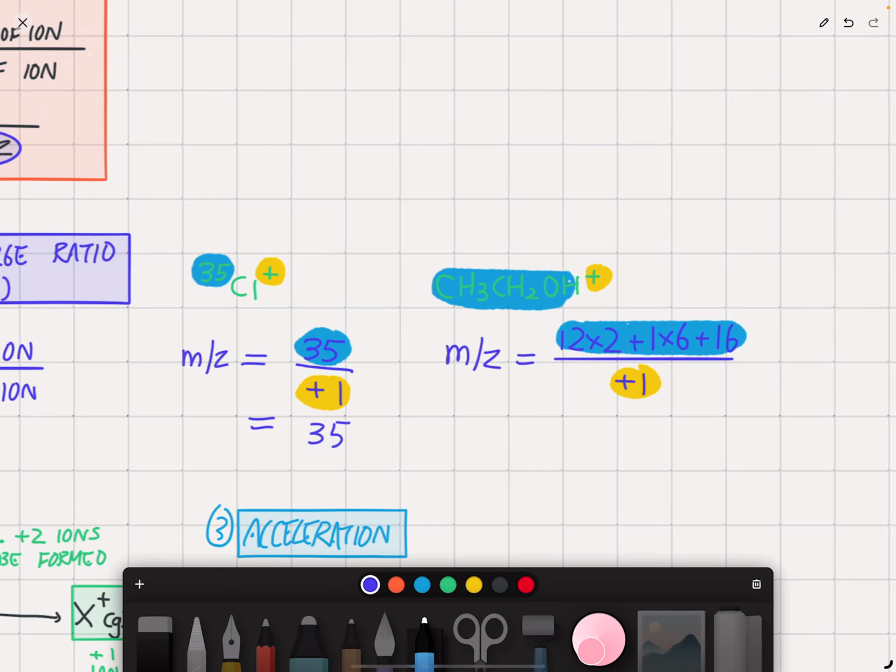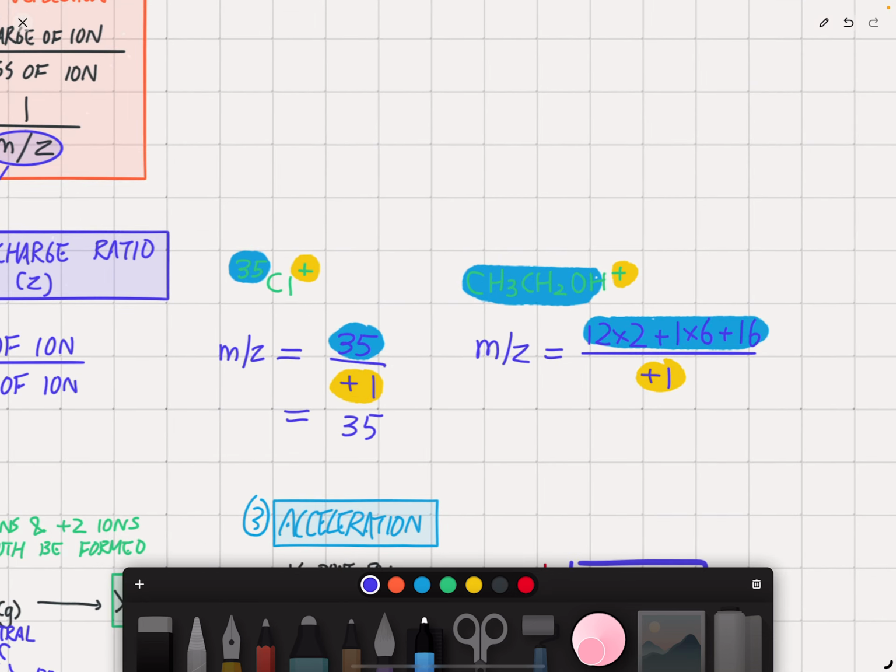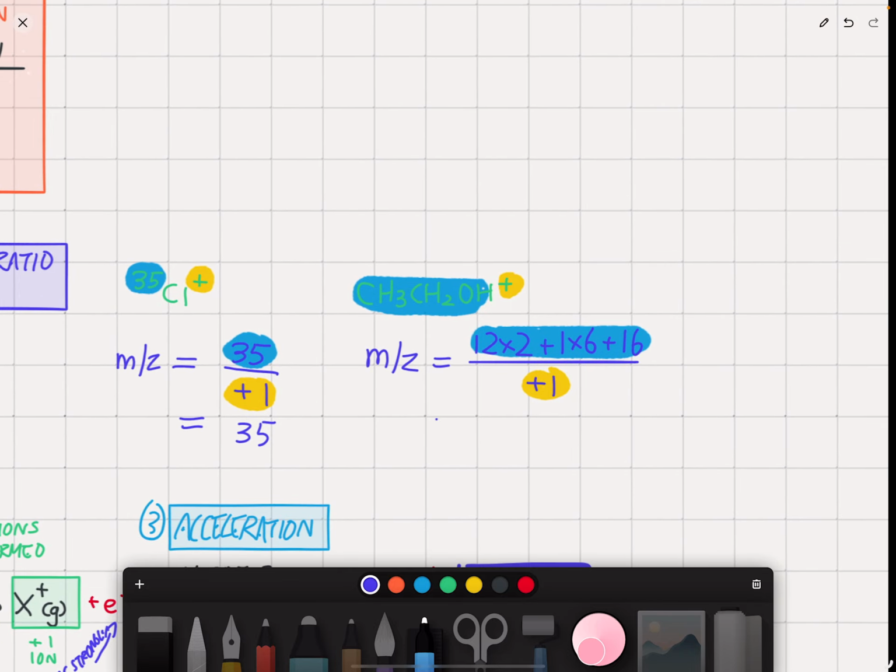And like I mentioned earlier, sometimes the charge can be 2+. So the denominator will sometimes be written as +2. Okay, so for example, in here, what is the answer? So 16 plus 24 plus 6 would be 46.